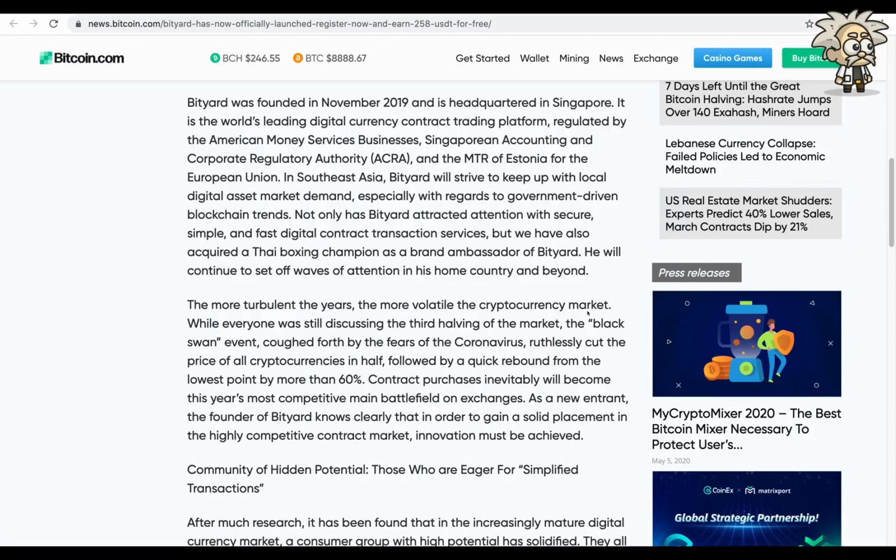In Southeast Asia, Bityard will also keep up with local digital asset market demands, especially with regards to government-driven blockchain trends. Not only has Bityard attracted attention with secure, simple, and fast digital contract transaction services, but we have also acquired a Thai boxing champion as a brand ambassador of Bityard. He will continue to set off waves of attention in his home country and beyond.